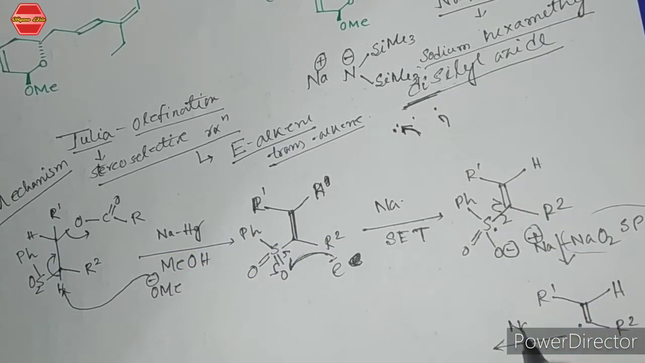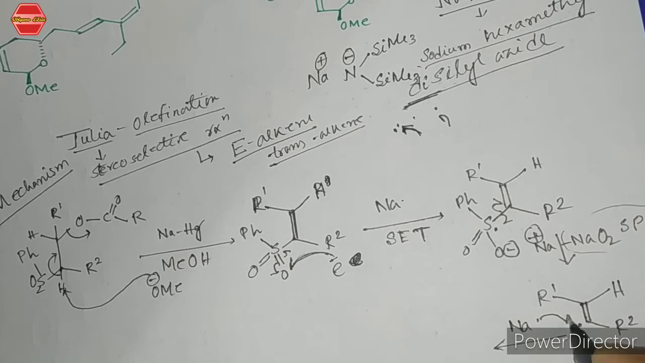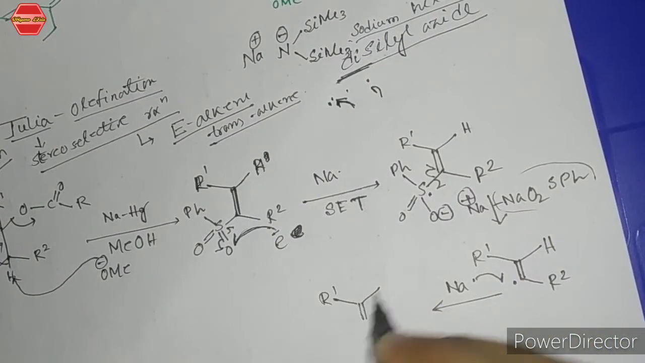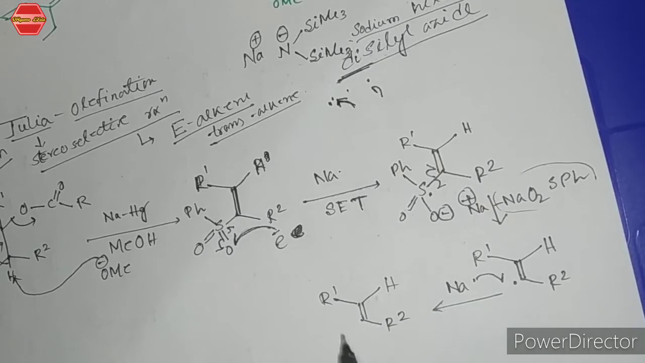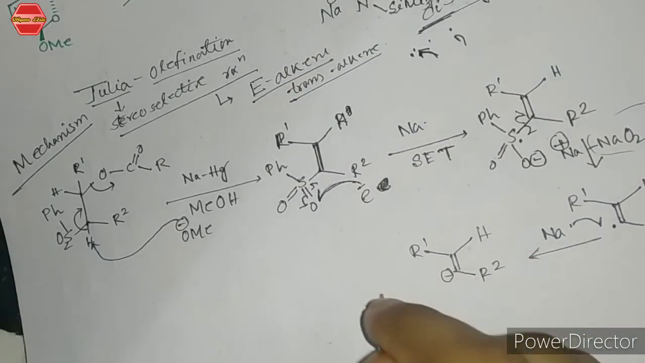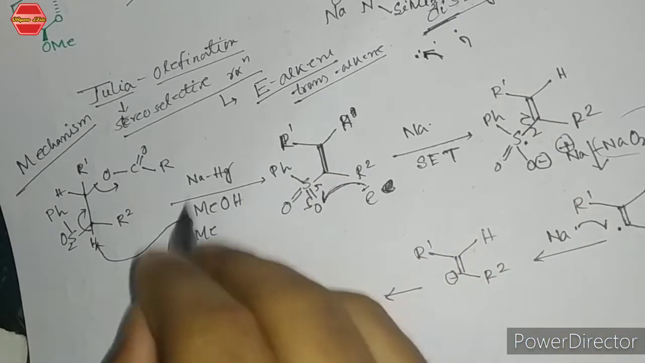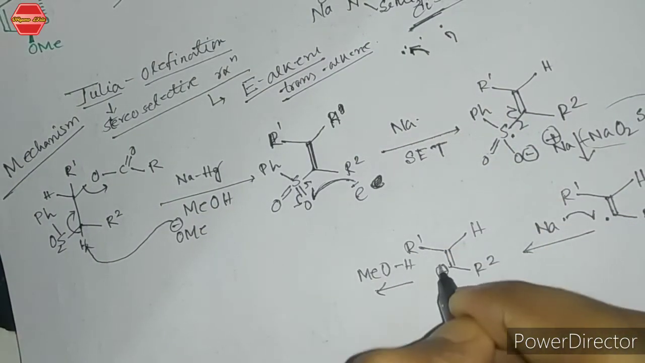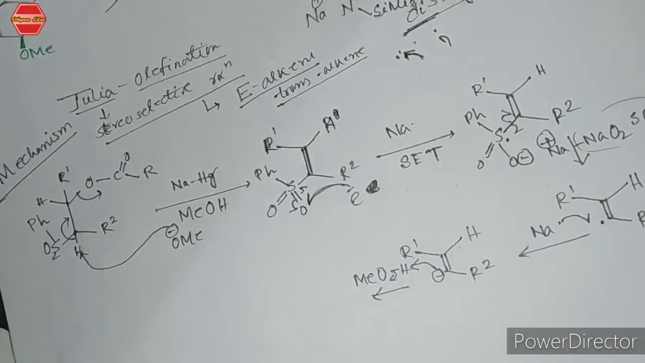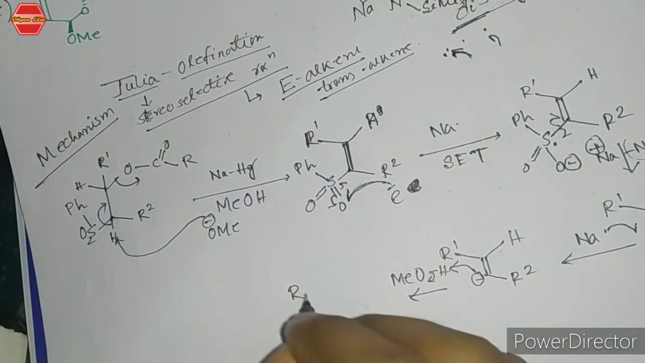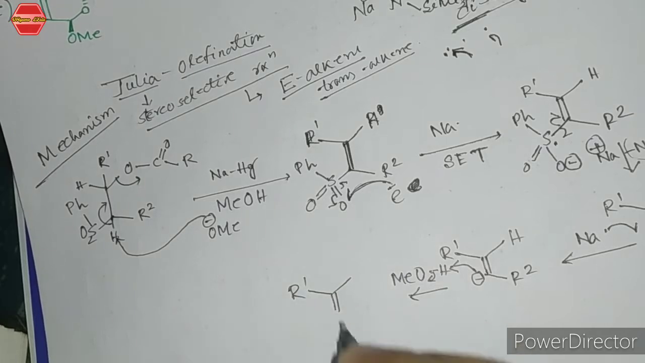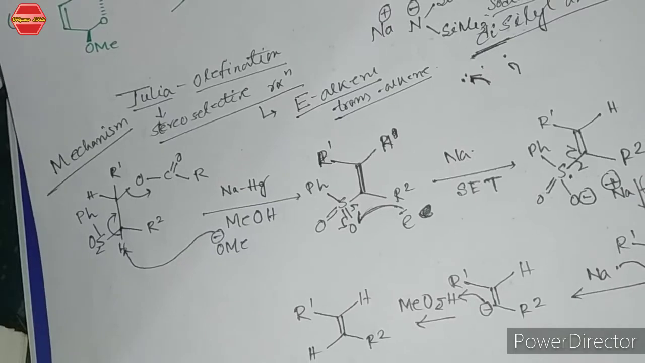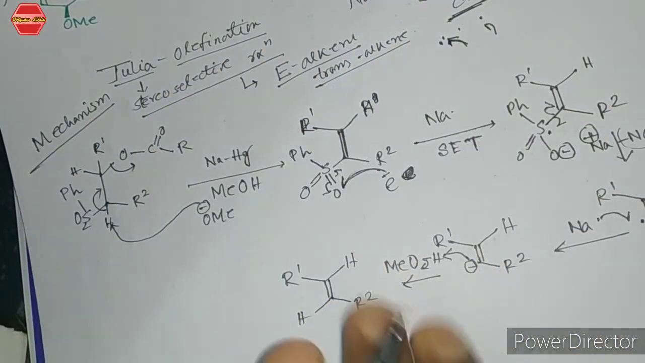a sodium, so it allows donating only one single electron, and then there is a hydrogen and R2, and here is a negative charge. And after that you have given this methanol. So from this negative charge, it can protonate one hydrogen from methanol. So this is the overall mechanism of Julia olefination.